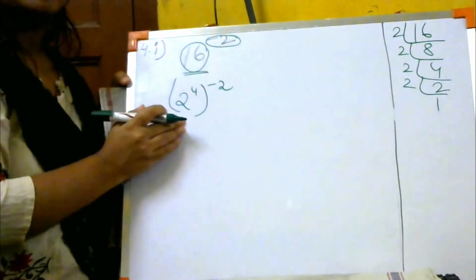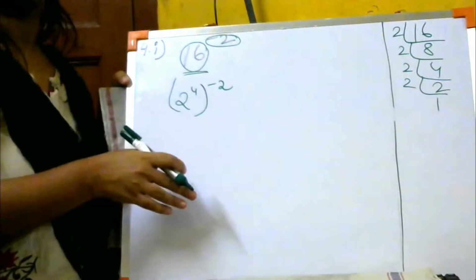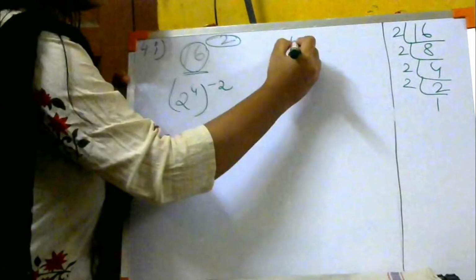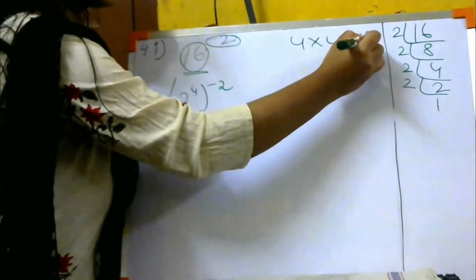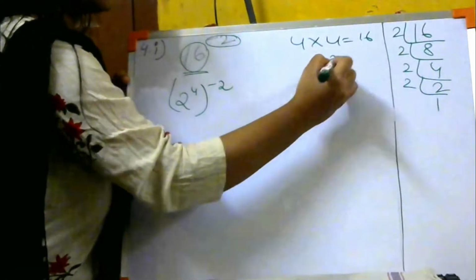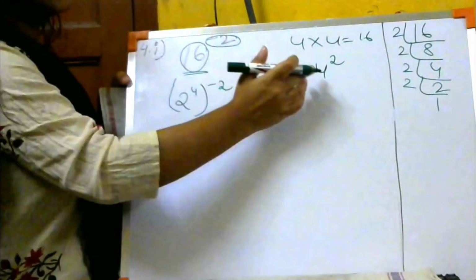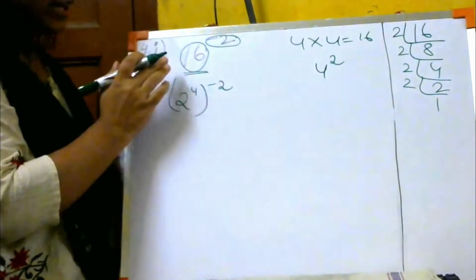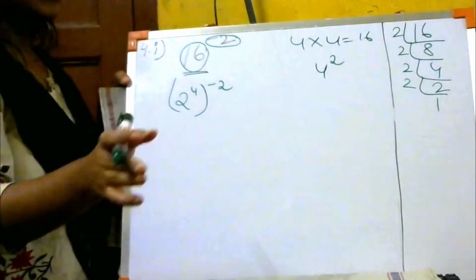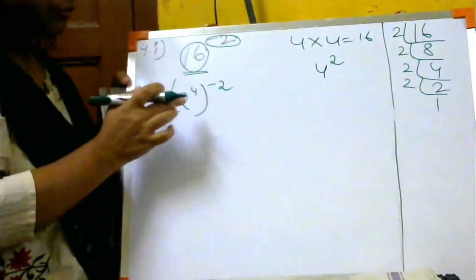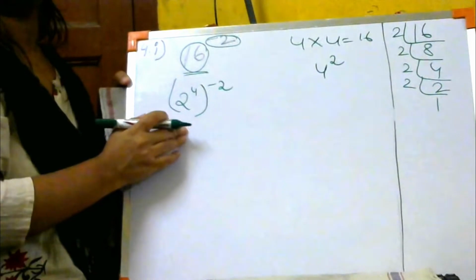I hope you people are understanding. अगर आपको 4 कहा जाता तो आप कैसे करते? I think you know 4 into 4 is equals to 16. So you have to write 4 to the power 2. 4 to the power 2 is 16. So I am changing 16 in the form of 4. Over here in the question, in your book, it is written, you have to change 16 in the form of 2. So this is how we change 16 in the form of 2.